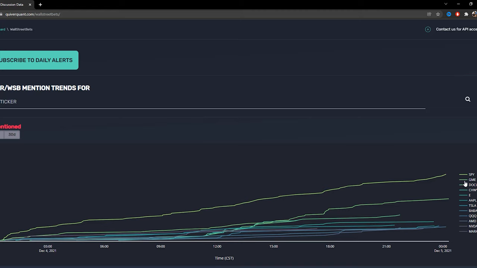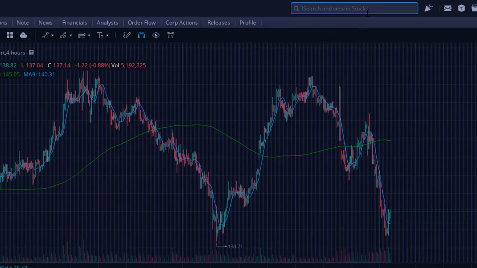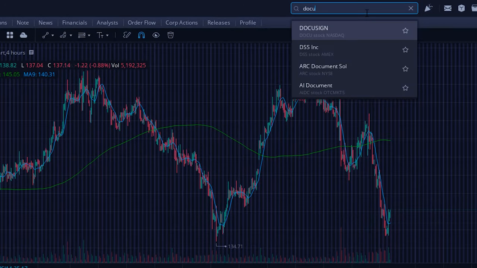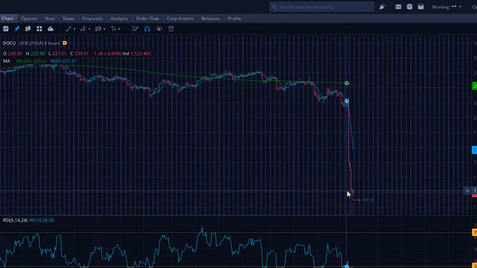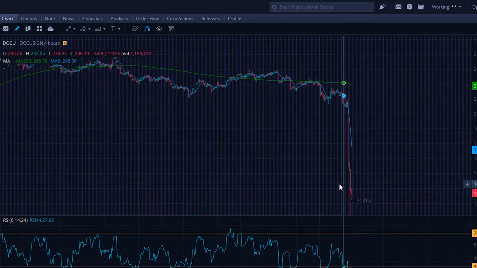GME has been getting mentioned a lot recently in the last day. Second mentioned stock in the last day on Wall Street Bets, DocuSign. Let's take a look into DocuSign actually. Let's see, DOCU, I believe, DocuSign. Let's see what's going on. Oh my god, I could see why people are mentioning it a lot.